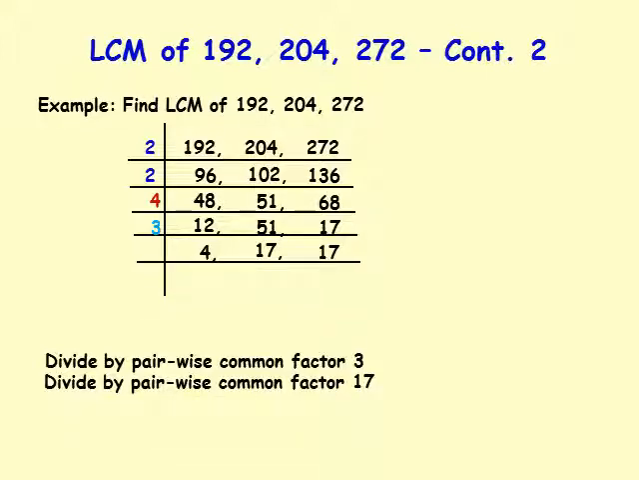So we divide by 17 now. 4 is not divisible by 17, we keep the 4. We divide 17 by 17, we get 1. We divide 17 by 17 again, we get 1. Okay, let's continue here.